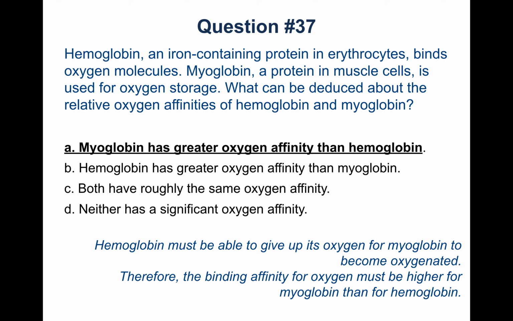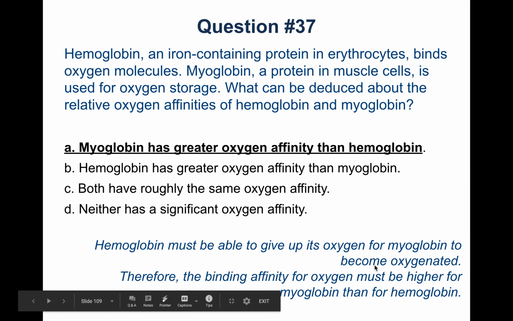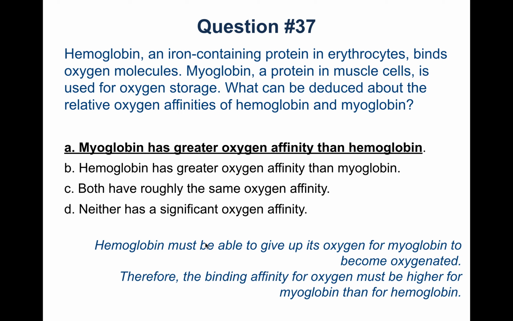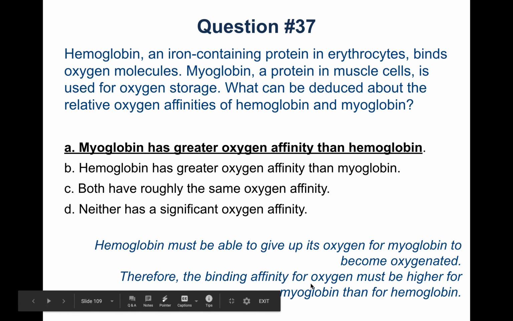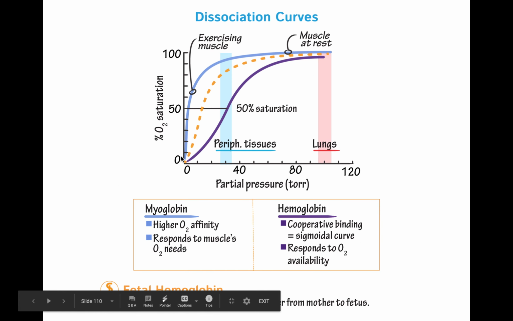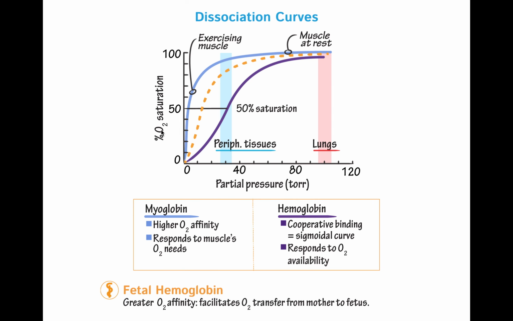Because hemoglobin needs to be able to give its oxygen up to myoglobin, and then hemoglobin can actually take up CO2 to transport it back to the lungs for exhalation. So myoglobin should have a higher binding affinity. Here's a little graph showing you percent oxygen saturation and partial pressure. Notice that even at low partial pressure, myoglobin becomes saturated with oxygen much more quickly because it has a higher oxygen affinity.